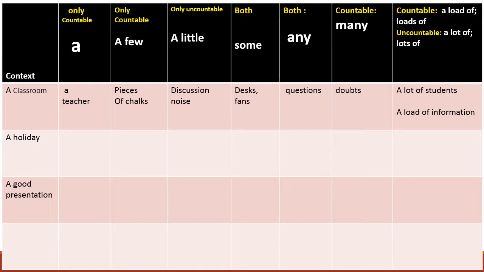Now we have learned about the different types of quantifiers and modifiers. Now if you observe, each of them has a particular purpose. For example, you can use a to talk about only countable things, and you can use a few when we talk about only countable things. And similarly, a little can be used to talk about only uncountable things.